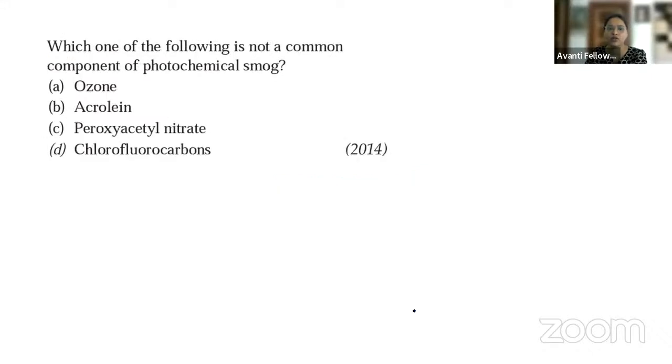Which one of the following is not a common component of photochemical smog? Ozone, acrolein, peroxyacetyl nitrite, and chlorofluorocarbons. So photochemical smog. What is this photochemical smog? Yes? Can anyone answer me? What is photochemical smog?